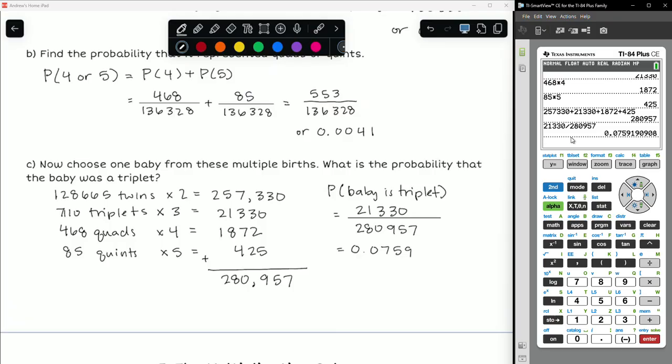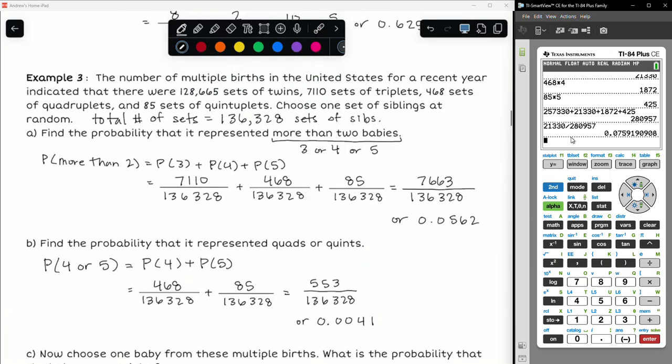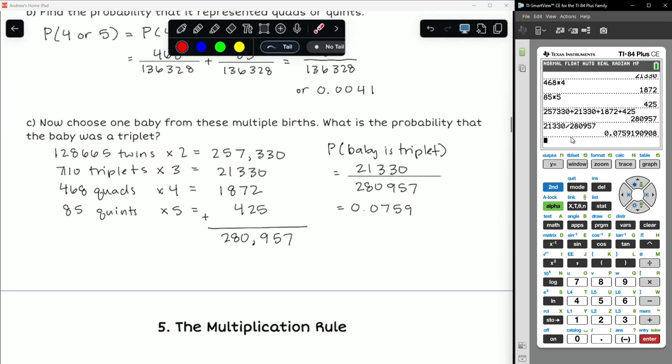0.0759. If I scroll back up, the likelihood that I select a triplet is less than 5%, because 5% was everybody greater than a twin, so a triplet is less than 5%. So looking at counting sets of siblings, versus counting individual babies, changes that likelihood.